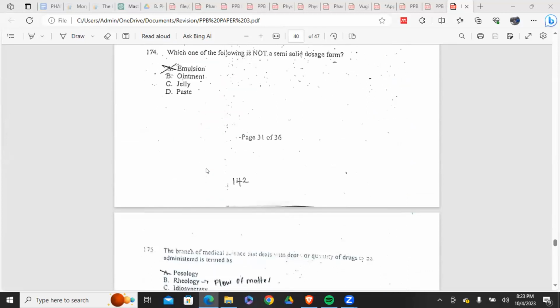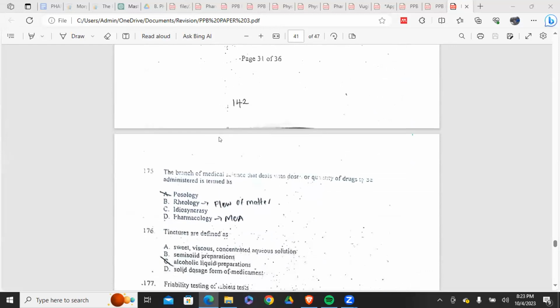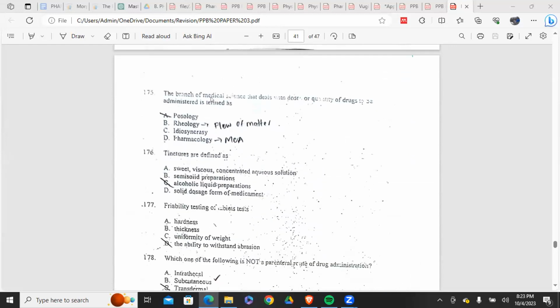Songa tu. Hiyo semi solid. Emulsion. The branch of medical science that deals with the dose or quantity of drugs to be administered is termed as... solid.